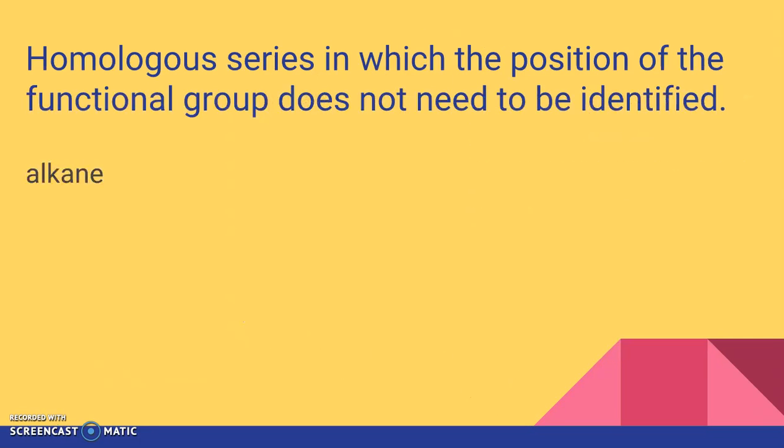Firstly, it's important to realize that there are some homologous series in which the functional group cannot be on any other place than the one that it's allocated. I'll explain later what I mean. In this case, it is not necessary to identify the position of the functional group. For instance, let's look at the alkanes.